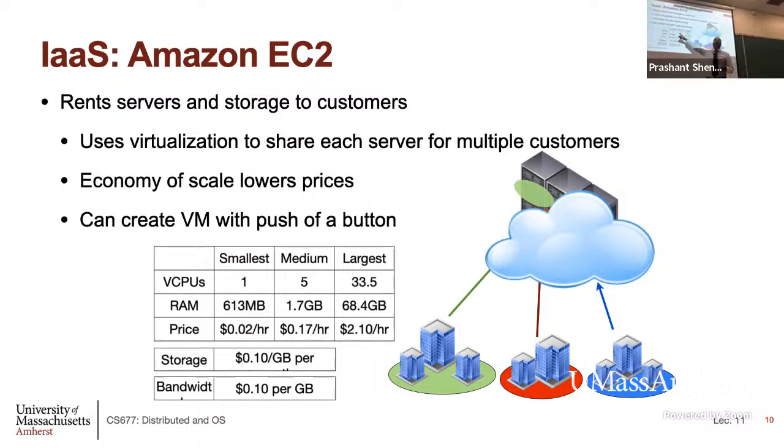There are 3 types of offerings of VM. There's a small VM, medium size, and large. The small VM has only 1 core, the medium one has 5, and this one has 33.5. Okay, why it does half, I'm not going to get into, because those are not real cores. They are called elastic compute units, which map to real cores. So you can have fractions there, but it's almost like a core.